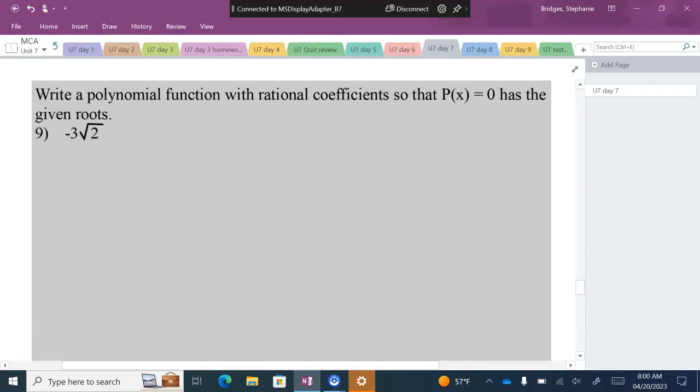But what we are going to do is write an equation, okay, with rational coefficients so that the function has the given roots. So with number 9, my given root is negative 3 square roots of 2. Based off the conjugate root theorem, what else is going to be a solution? A positive 3 square roots of 2, right? Just like we just did on the previous two questions. All right, then we're going to treat it exactly the same way we did on the quiz when we were writing the equations. Set each one equal to x first.